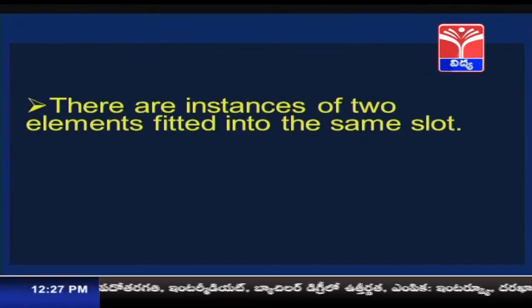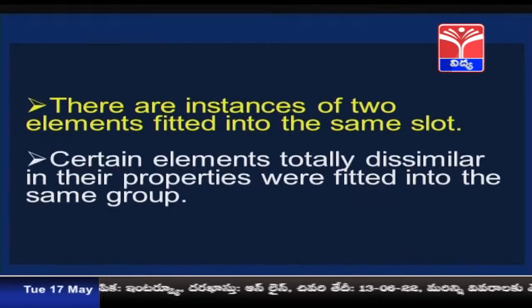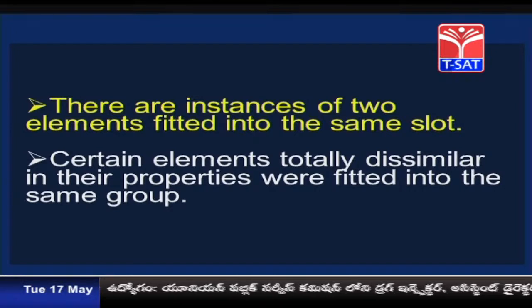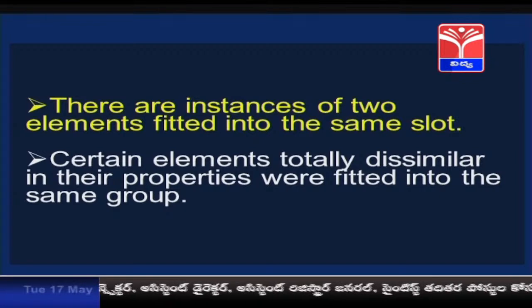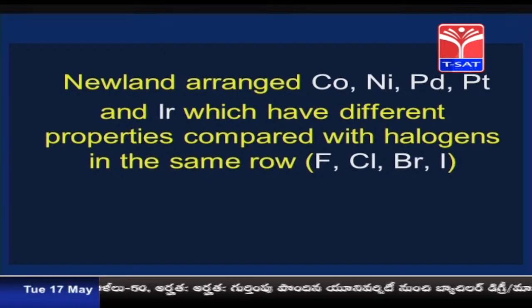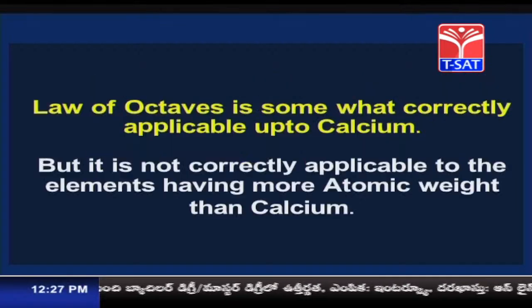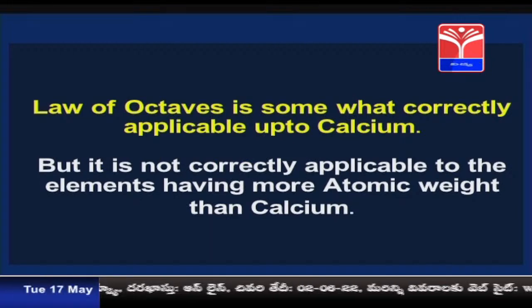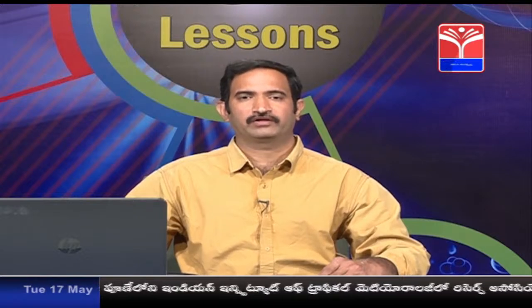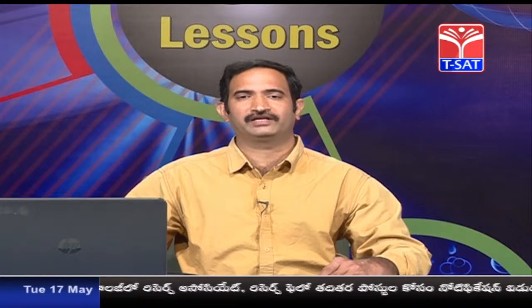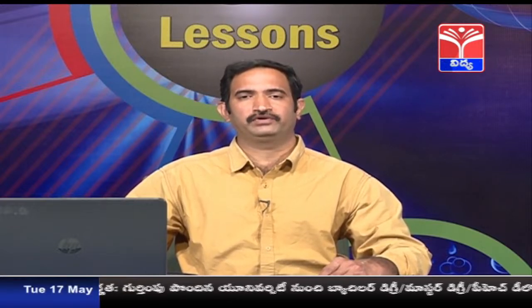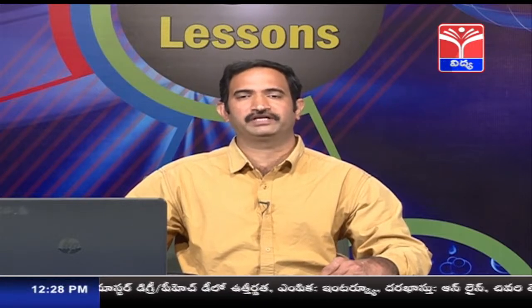Now we will study the limitations of Newland's law of octaves once again. There are instances of 2 elements fitted into the same slot. Certain elements totally dissimilar in their properties were fitted into the same group. Newland arranged cobalt, nickel, palladium, platinum and iridium, which have different properties compared with halogens, in the same row as fluorine, chlorine, bromine and iodine. Law of octaves is somewhat correctly applicable up to calcium, but not to elements having more atomic weight than calcium. Newland's periodic table is applicable for only 56 elements. He did not give extra space to add next generation elements, so if any new element is discovered in future, there is no place to keep it in his periodic table.